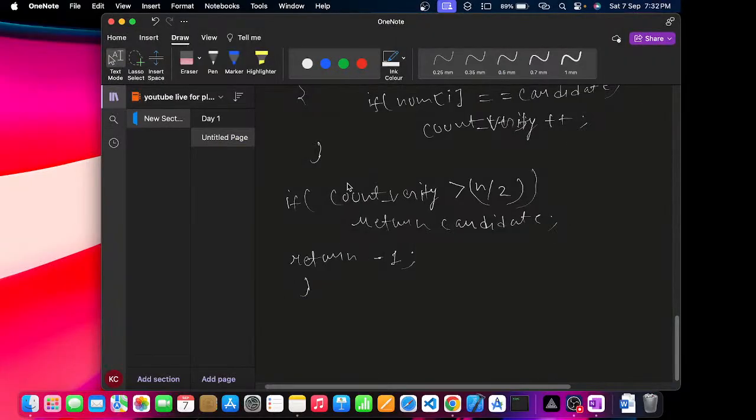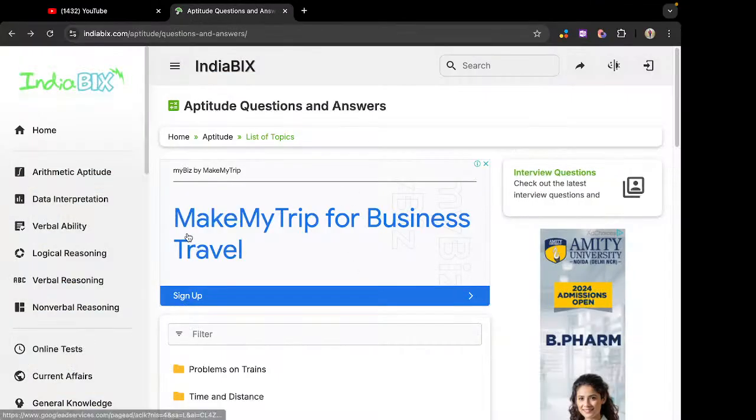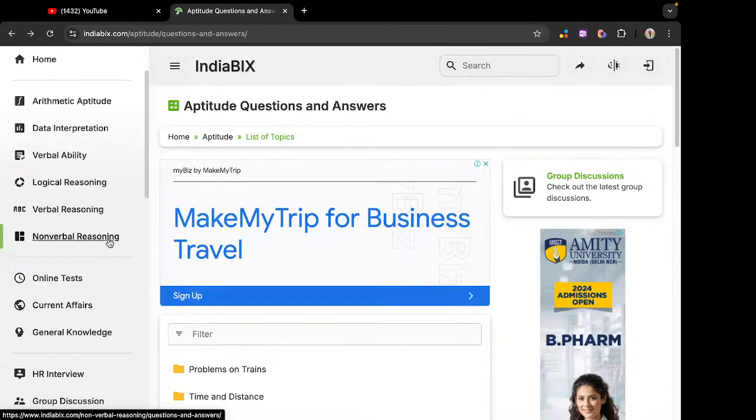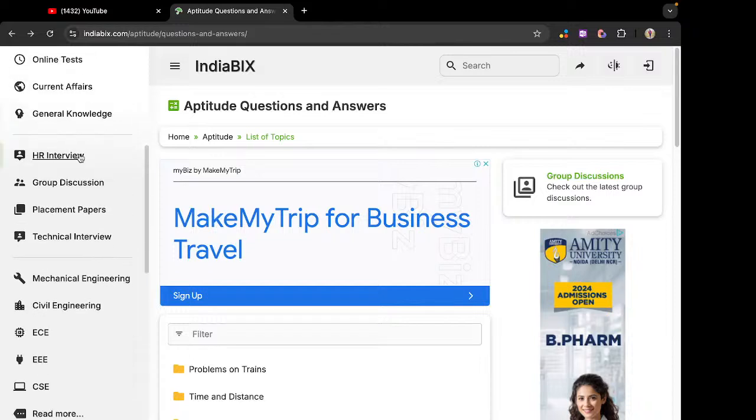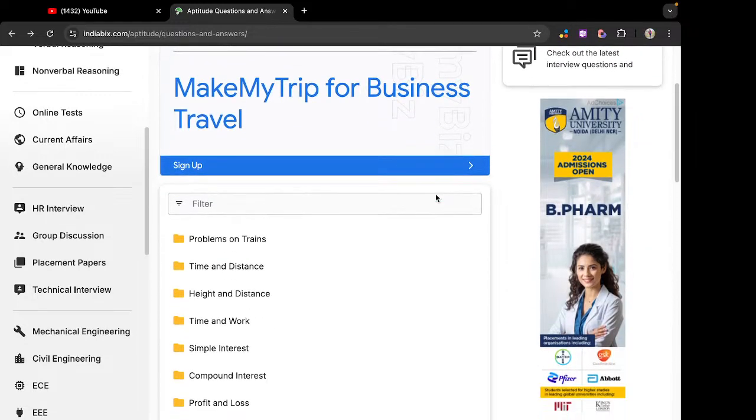Okay, let's solve some aptitude questions for our placements. What can you see? Which type of question can we solve today? Verbal, non-verbal. Let's solve from the easy one. Can I take the problem on trains?